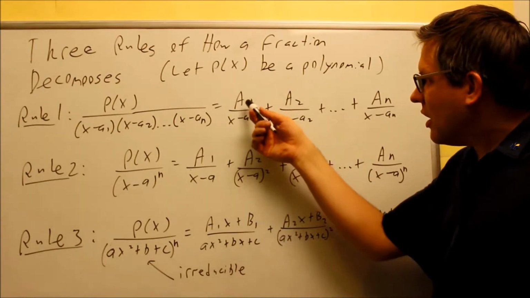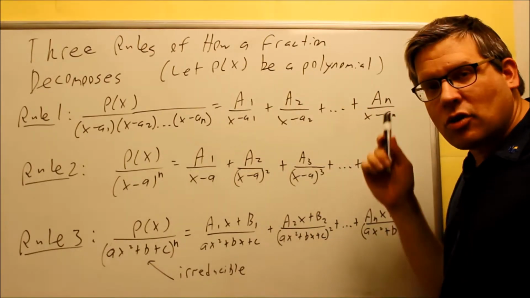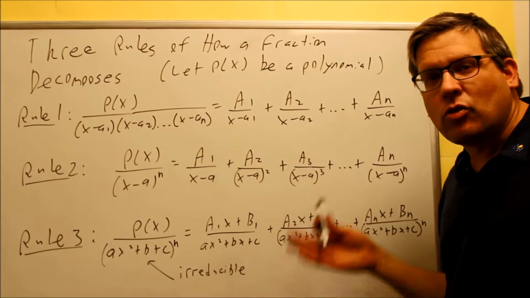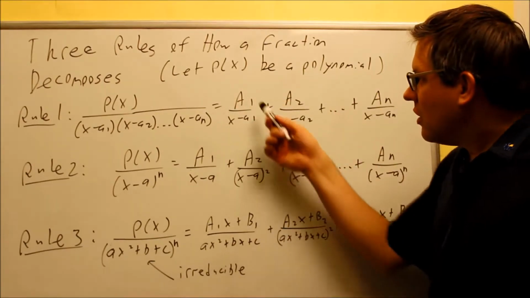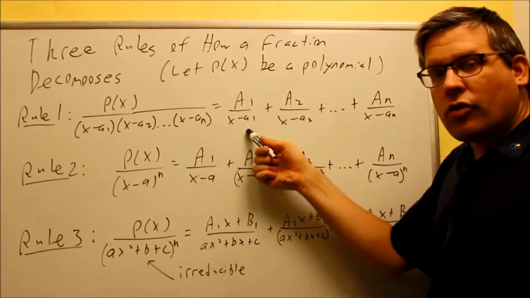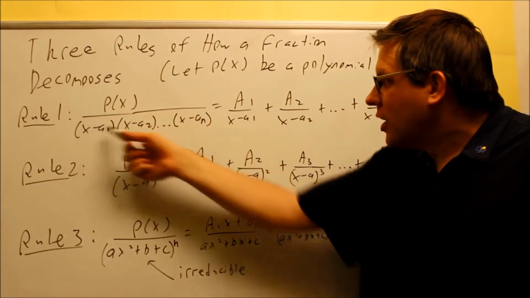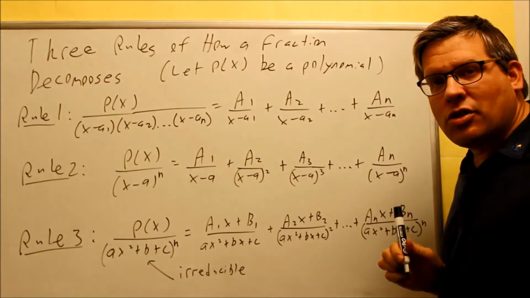Now, I use subscripts here, A1, A2, and so forth, but you could use A's, B's, and C's if you wanted to as well. It doesn't really matter what letter you use. The main thing is you'll have one constant over each linear factor. So however many there are here, that's how many fractions you're going to have.